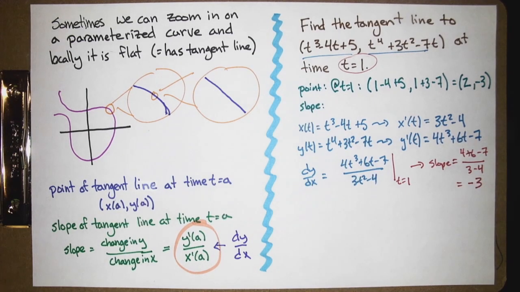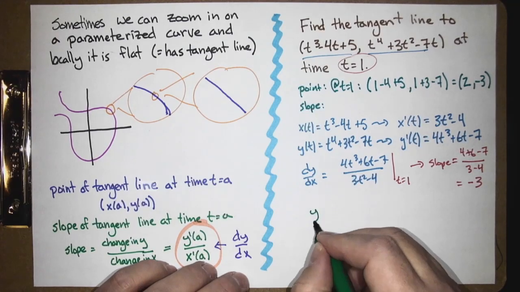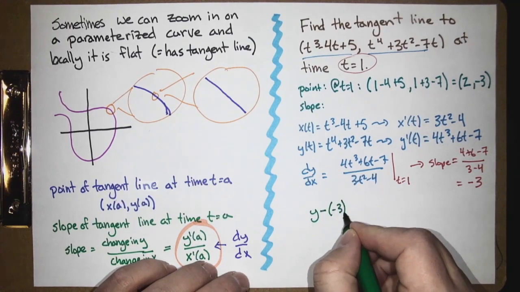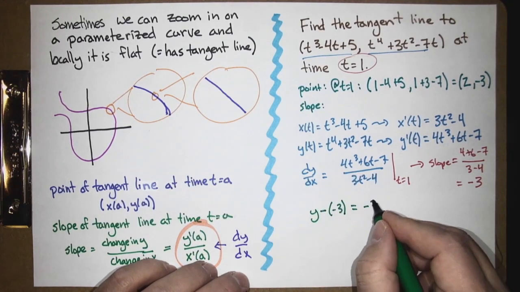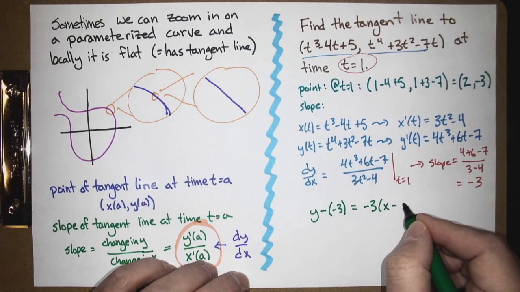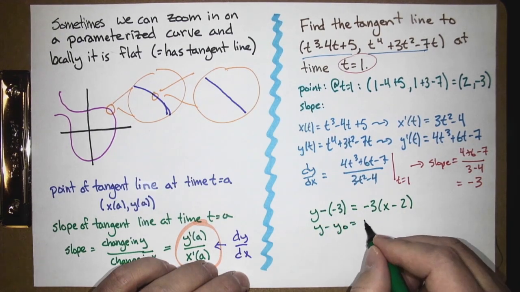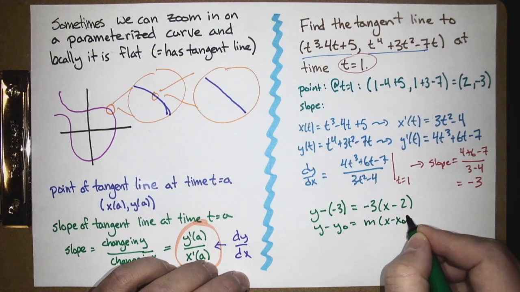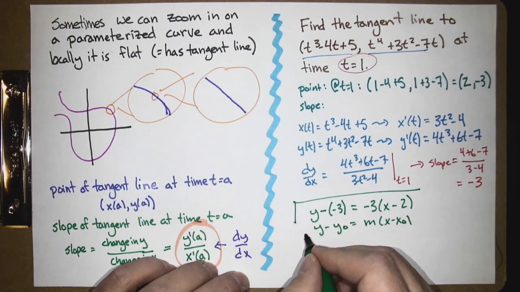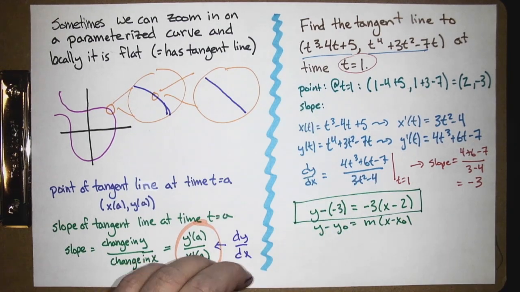Now we have a point, we have a slope. We put them together, we get a line. Okay, so we'll just do y minus our y value is equal to m times x minus our x value. So y minus y naught equals m times x minus x naught. And since they didn't tell us that we have to simplify, that's a great answer.